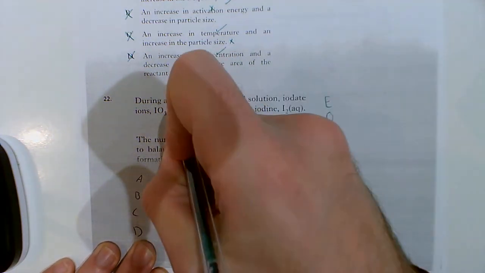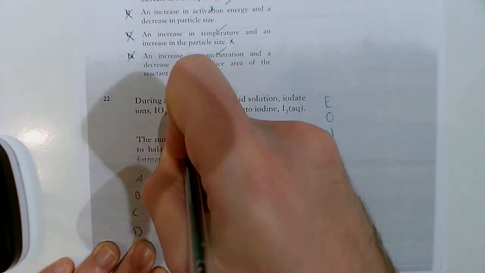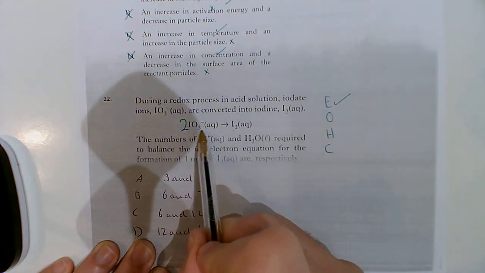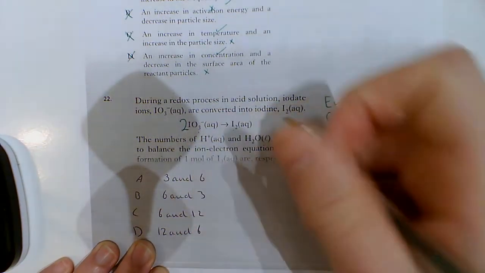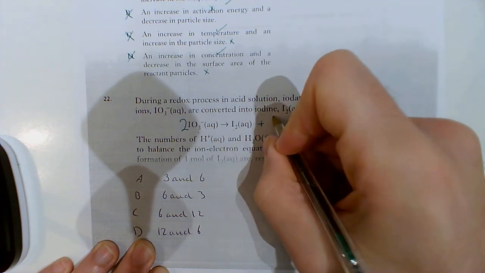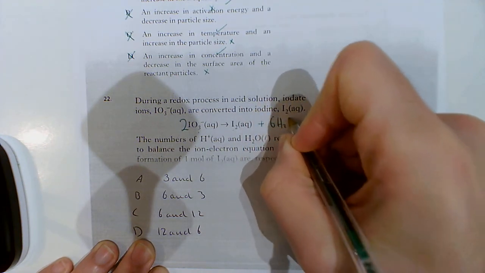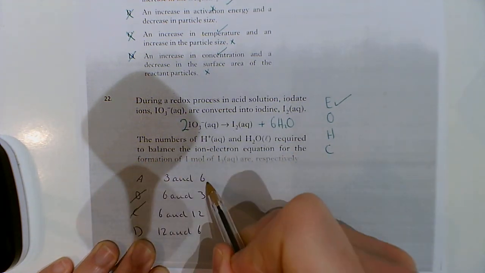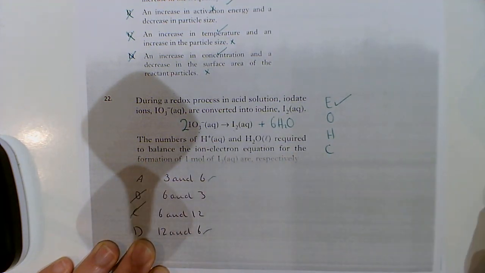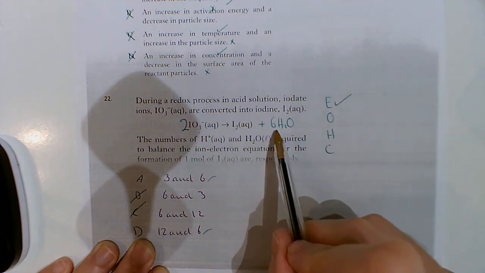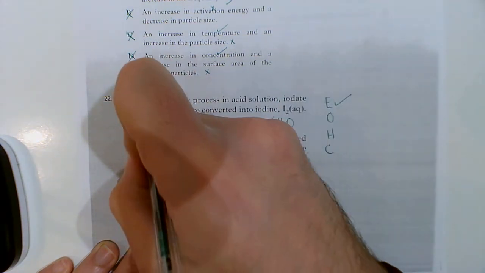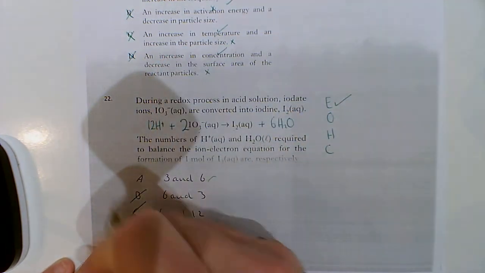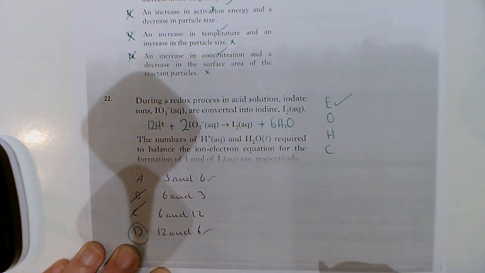So when we do this, we've got two iodines here, so we need two iodines here. We've balanced our elements. We've got 6 oxygens here, so we need 6 H2O to balance that out. So we can eliminate B and C because we know we need 6 waters. We've got 12 hydrogens here, so we would need 12 H plus here. So that would mean D is our answer.